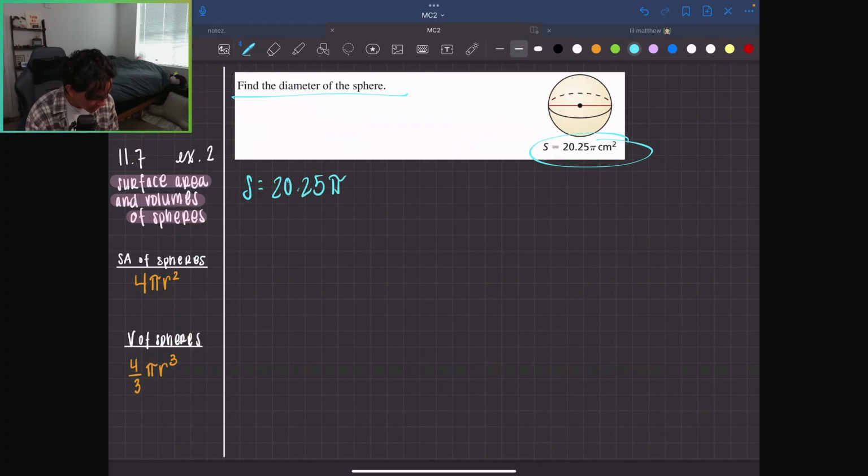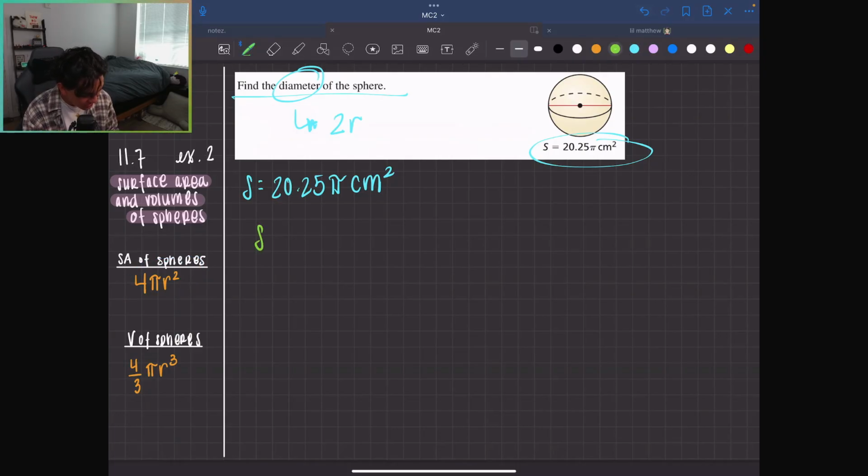20.25 pi centimeters squared. Okay, if we wanted to find the diameter of something, remember that the diameter is just 2 times the radius. So it would be helpful if we find out what the radius is. Thank goodness our formula has the radius. So let's go ahead and use this formula to solve for it.